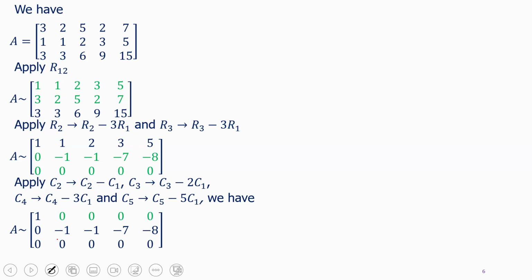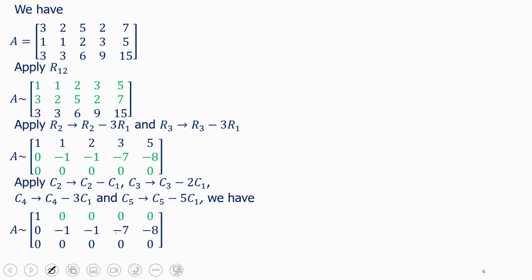Similarly, 2 minus 2 is 0. And minus 1 minus 0 is minus 1. 0 minus 0 is 0. Similarly, 3 minus 3 is 0. Minus 7 minus 0 is minus 7. So 0 minus 0 is again 0.